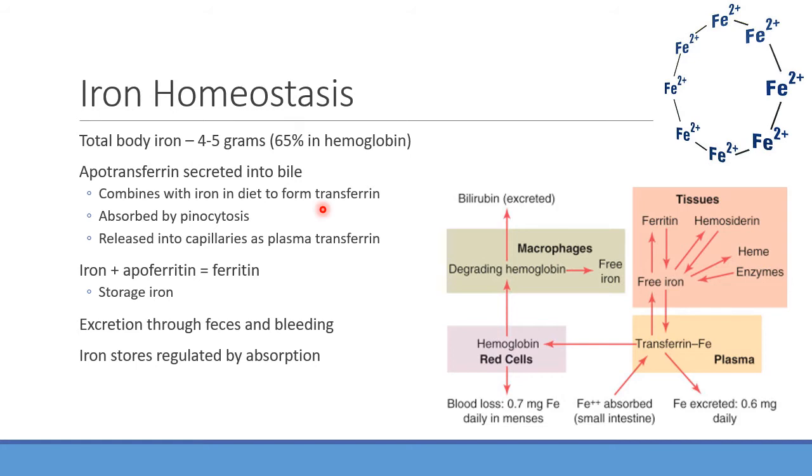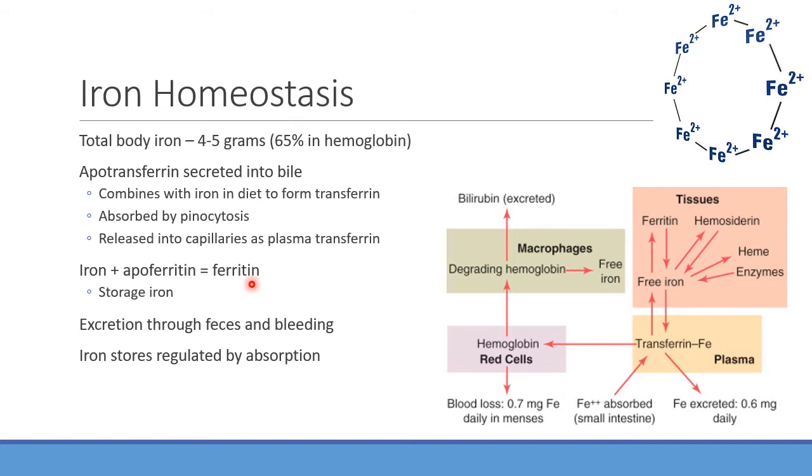At that point, if it has extra iron, then you need to store it. That's where iron's going to form this apoferritin, and that's where you're going to get ferritin. This is your main form of storage iron. Okay, so if I took a patient's blood and I was measuring ferritin levels and it was very low, that would tell you what?